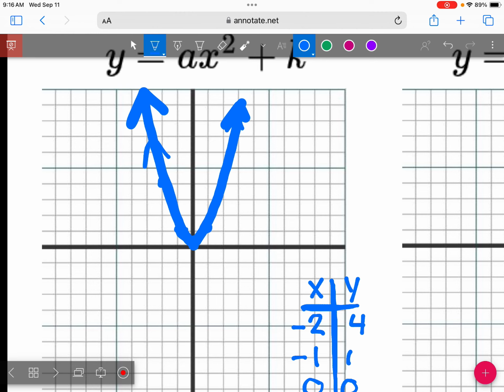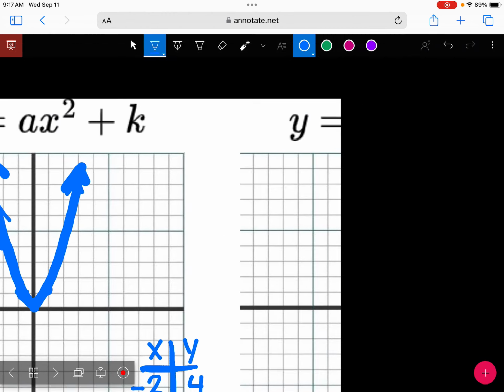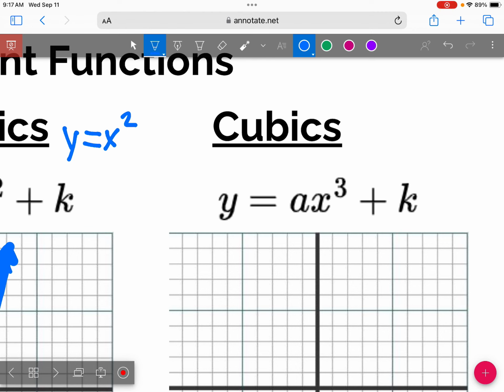Vaguely familiar, hopefully. We've seen parabolas before. We spent whole chapters on them. Cubics we may not have seen quite as frequently, but we should have seen them before as well. It's got a very similar parent function. Instead of being x squared, though, we're going to have y equals x cubed as our parent function.